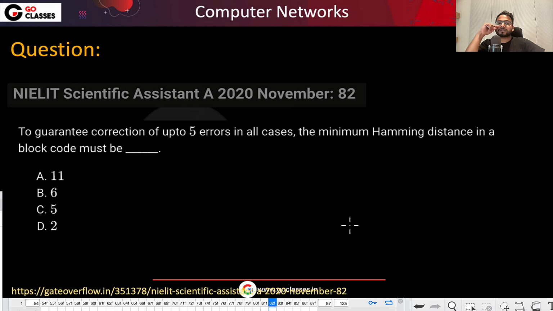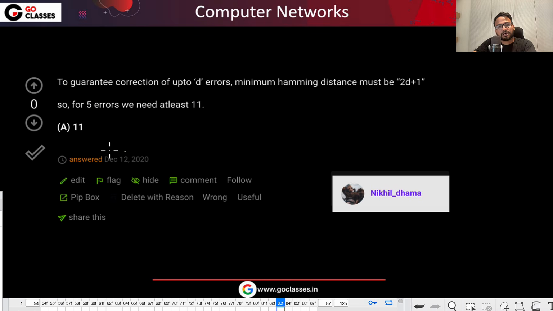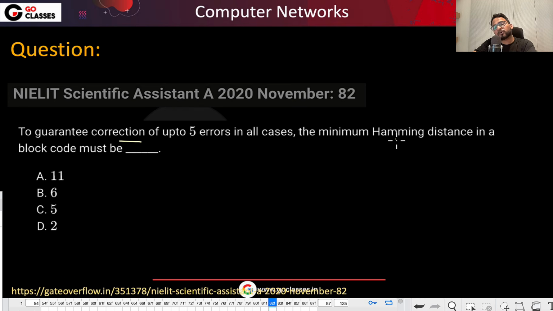Now let's solve this question. So basically, to guarantee that you can correct up to 5 bits of error, for s, 2s plus 1 is the answer. It is a general formula that if you want s bits of error to be corrected, then the answer is 2s plus 1. So here the answer is 10 plus 1, which is 11. So 11 is the correct answer. Understood? So basically, to correct up to d bits of error, I need 2d plus 1 distance.